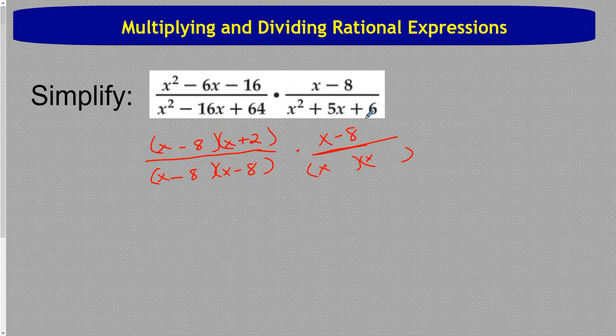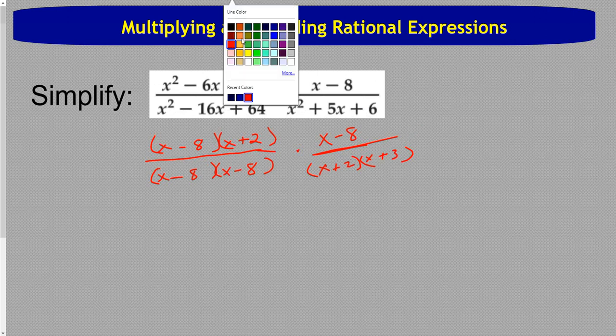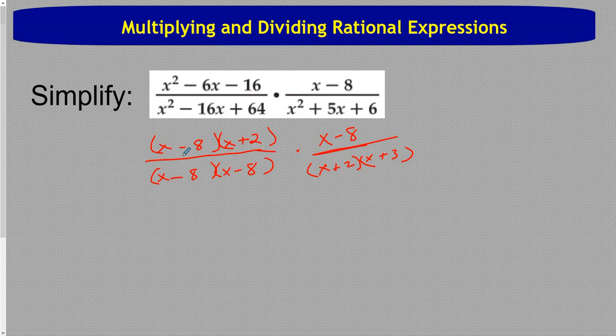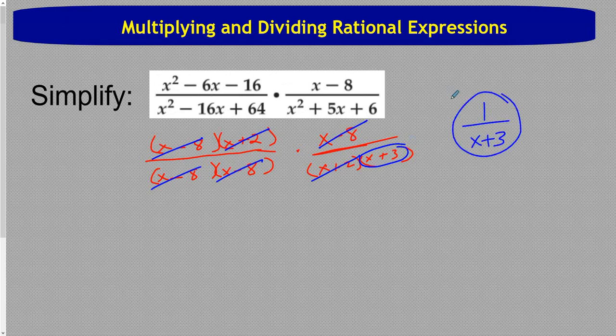x and x. How about 2 and 3 when they're both positive? Okay, so now we're going to go back and start looking for common factors. So I've got x minus 8 over x minus 8. That's gone. I've got an x plus 2 and an x plus 2. That's gone. Here's an x minus 8 and an x minus 8. All that's left is this x plus 3 in the bottom. 1 over x plus 3. Isn't that a heck of a lot easier to look at than that whole thing? So again, factoring ahead of time, definitely the best way to go.